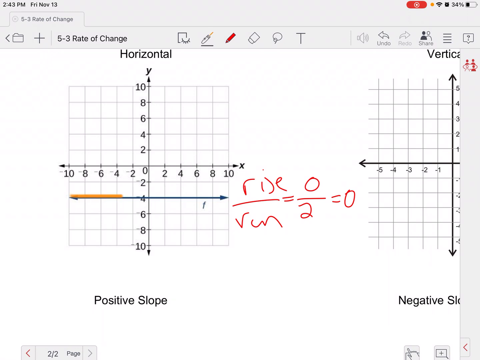And how I think of this is skiing, right? If you're cross-country skiing, there's no slope, right? You have to power your skis to go, right? So it's a slope of 0.